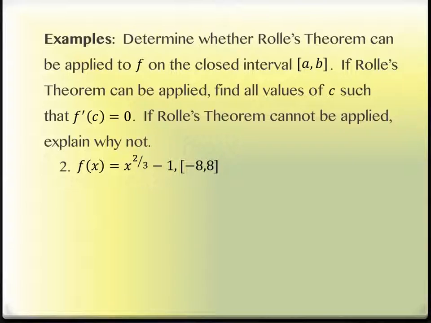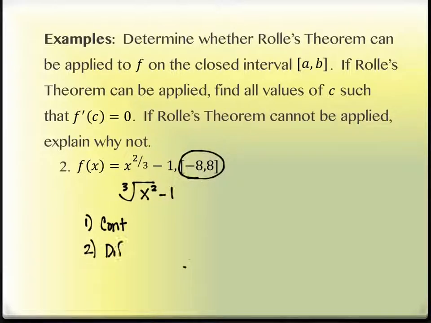So that's what we have to check, as well as this continuity differentiability business. So my interval goes from negative 8 to 8. If you want to think about this, this is the cube root of x squared, if that helps you to think about it in that form instead. We need to figure out if this is continuous and if it's differentiable, both of them. So we check for continuity. I'll just abbreviate. Continuous. And we need to check for differentiable.